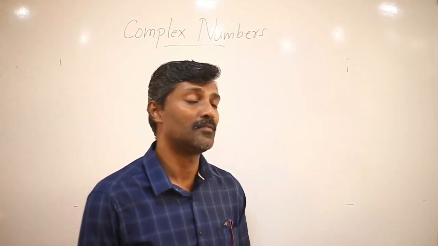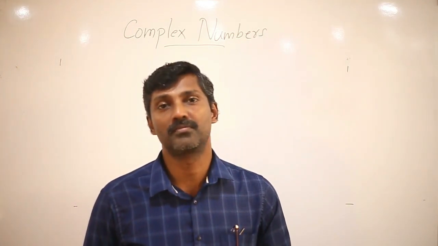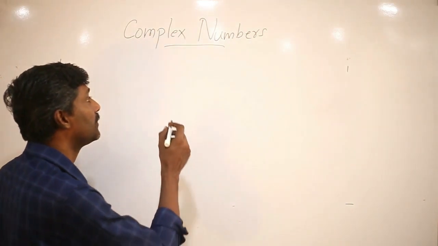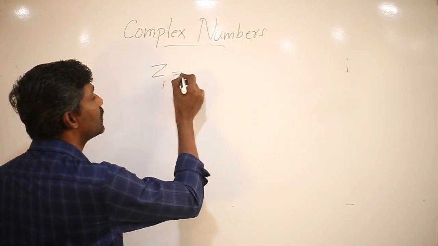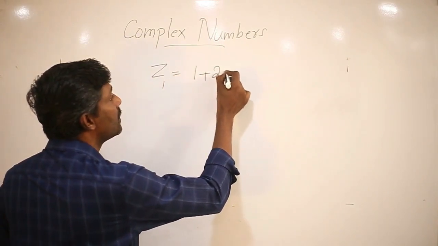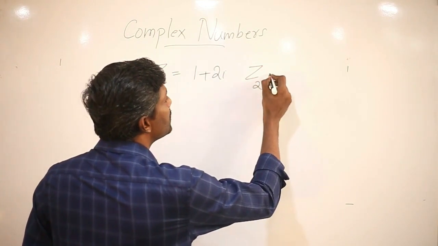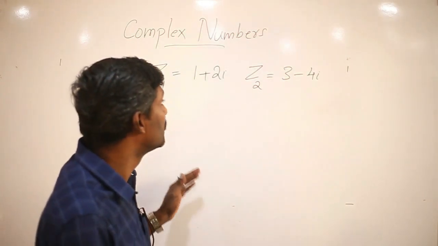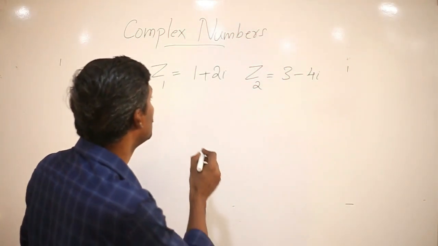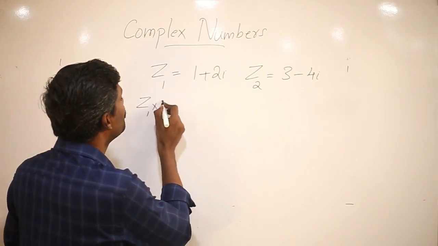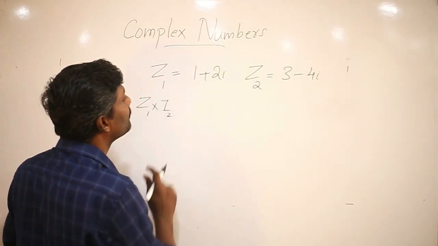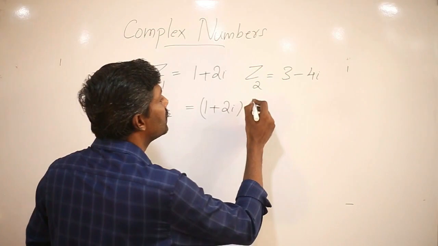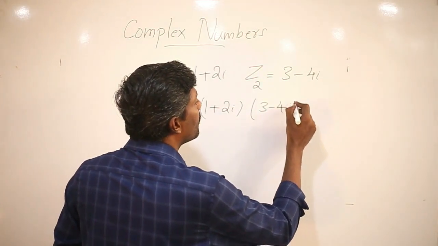Alright, so now that we have covered the addition and subtraction of complex numbers, now we will jump into the multiplication of complex numbers. Okay, again we have two numbers, z1 is equal to say 1 plus 2i, and I would write z2 is equal to 3 minus 4i, and we are asked to find out the multiplication of these two numbers, z1 into z2. Okay. How do we find z1 into z2? So we will write the two numbers here. Let's put the brackets: 1 plus 2i into 3 minus 4i.